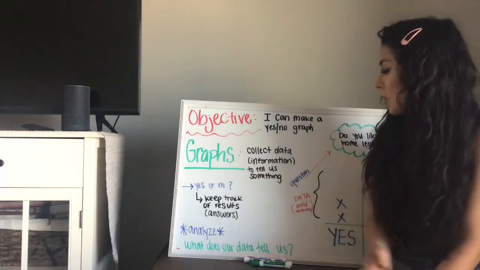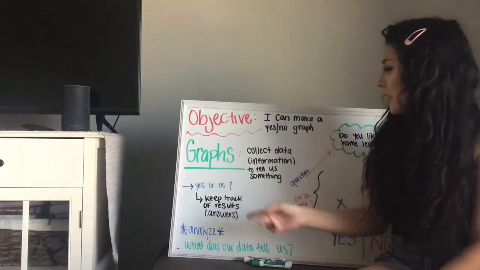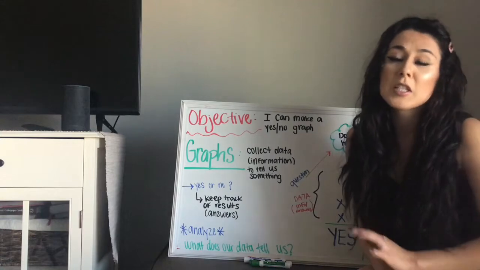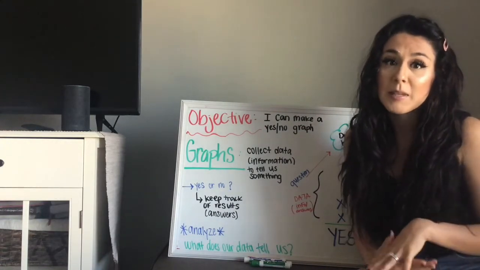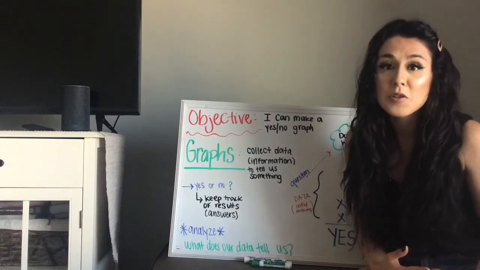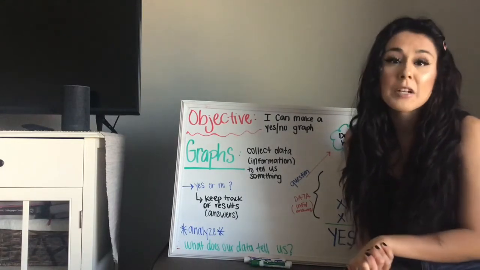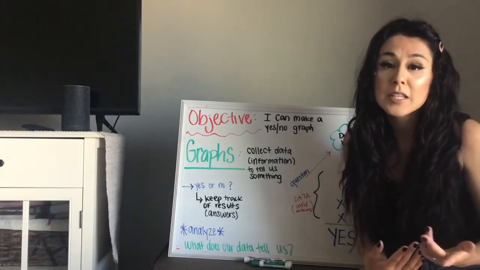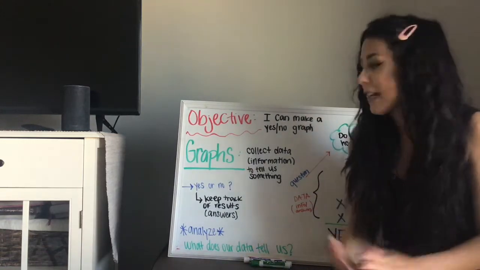With a yes or no graph, we're asking a yes or no question, and we're going to keep track of the results, which are our answers. This is going to be a super fun activity you can do with your family. If you have a really big family, this is super fun because there's a lot of answers you can collect. If your family isn't that big, you can always FaceTime or video call some friends, family friends, or other family members that don't live with you and get their answers and record the results or the data.